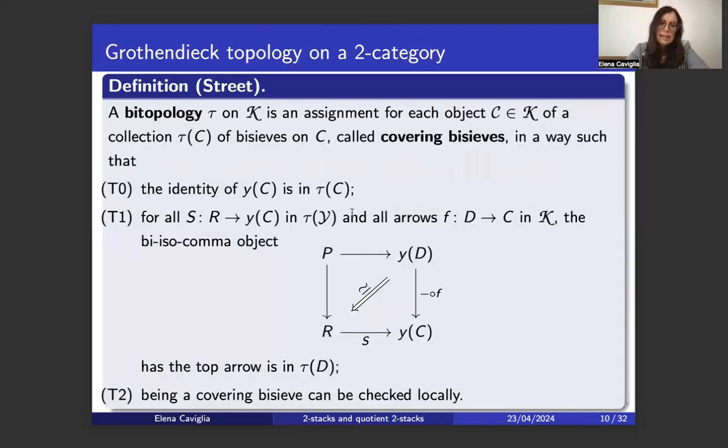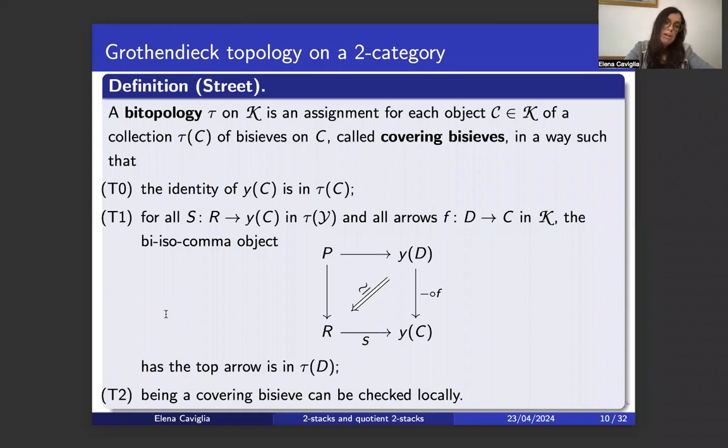And now Street defines a Grothendieck bi-topology on K as an assignment for every object of K of a collection of bi-sieves that we call covering bi-sieves, in a way that satisfies these 3 axioms that are analogs of the ones that we saw in dimension 1. So the first says that the identity of Yoneda of C is a covering bi-sieve. The second one this time says that covering bi-sieves are closed under bi-isomorphic objects.